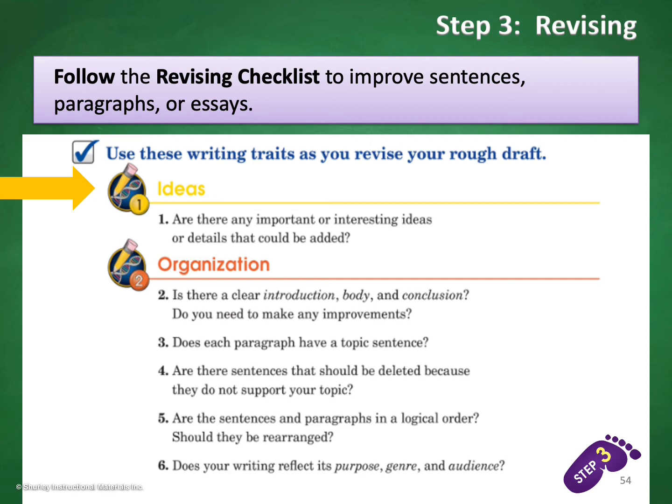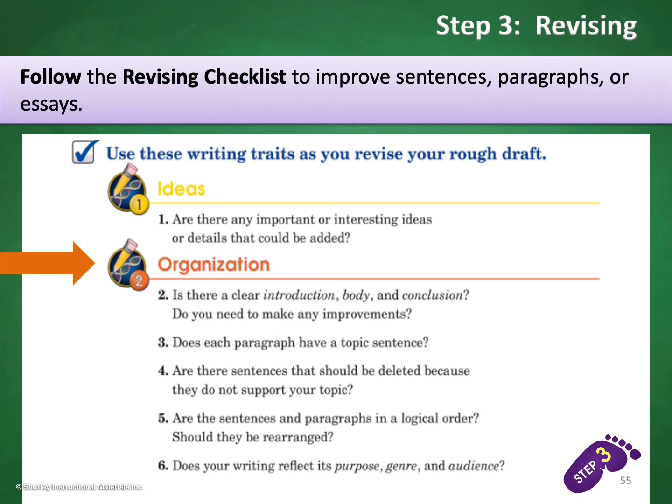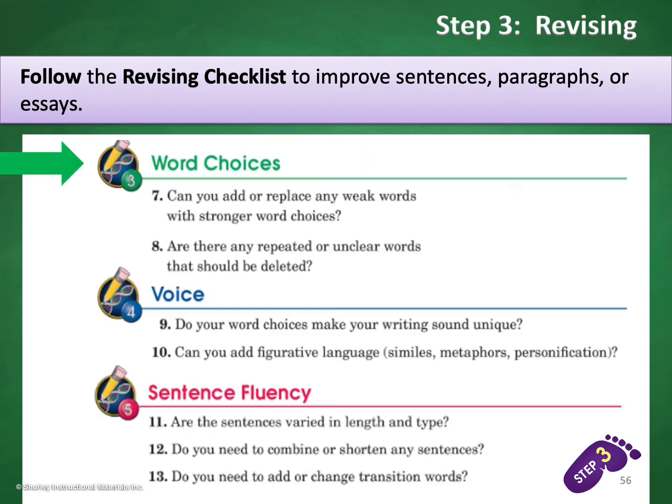First, they will learn to look back at their ideas to decide if they need to add or delete any details. Then, they will check for any needed improvements in the organization of their introduction, body, and conclusion. Next, they will check to make sure their writing makes sense by focusing on their word choices. Students learn to replace any weak words with more precise ones.